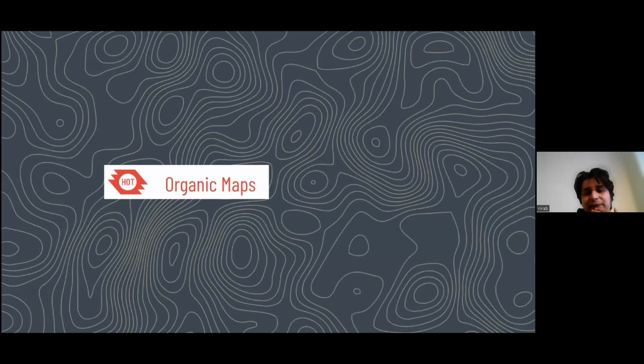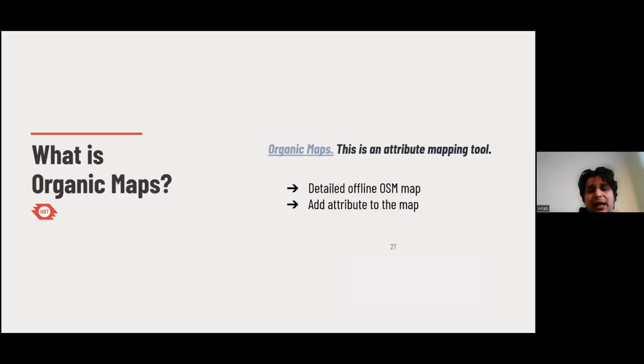So that's it for StreetComplete. Let's move to Organic Maps. Organic Maps is also an app where you can download the OpenStreetMap data and then use it as a map on your mobile phone. It will give you offline maps and also offline routing and navigation as well.